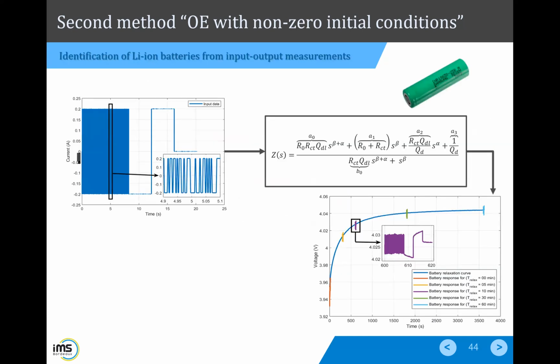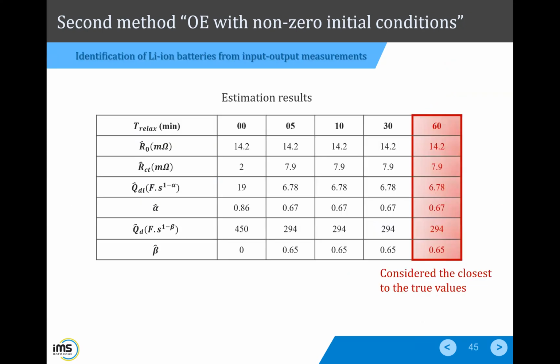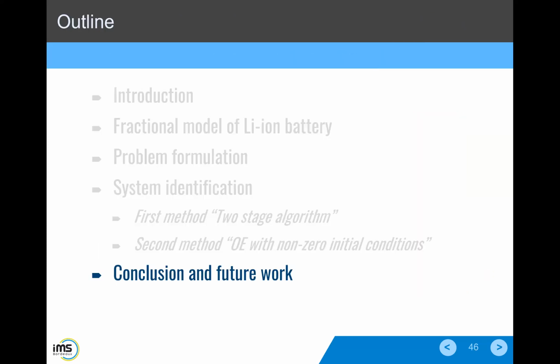And we applied the algorithm to the same data used in the previous example. For this algorithm, it converged to the true values of our battery model, but we still have some problem with a relaxation of 0. So we still need some time here.